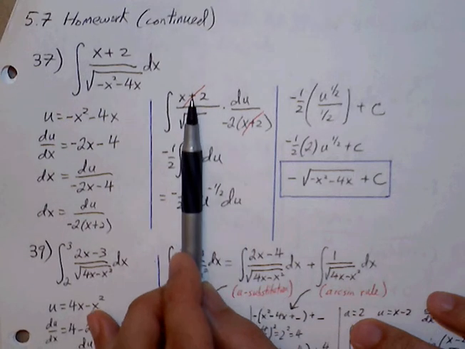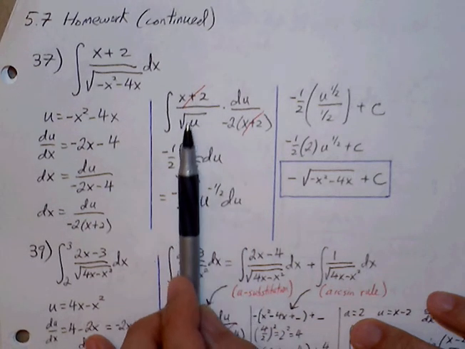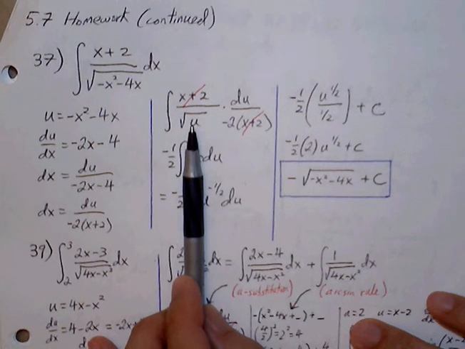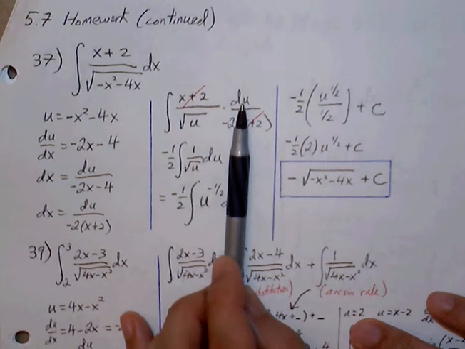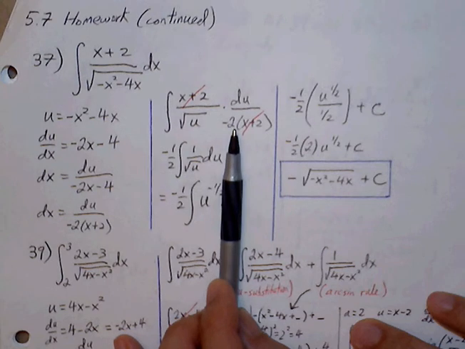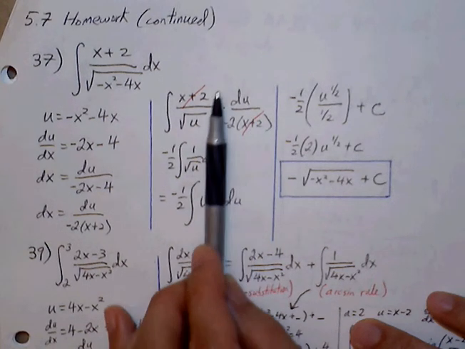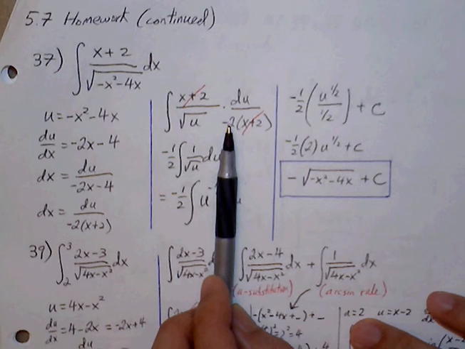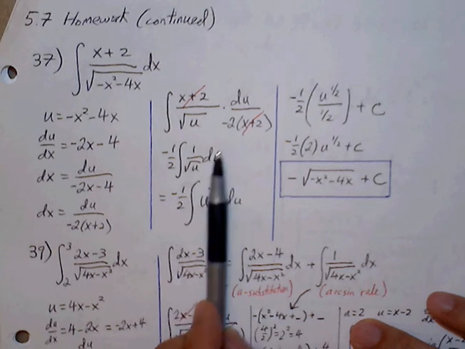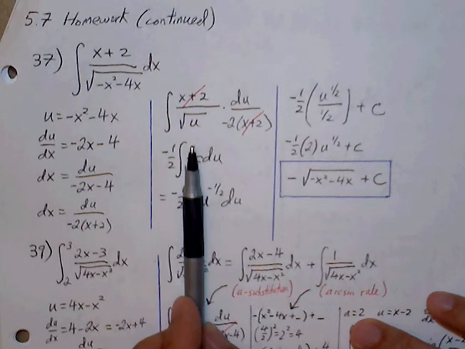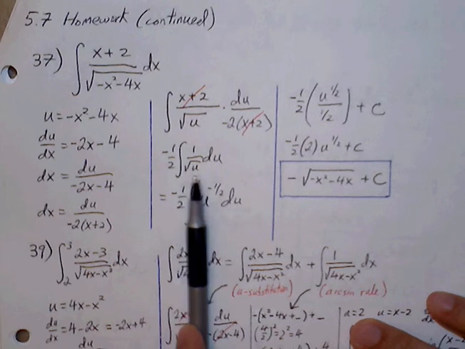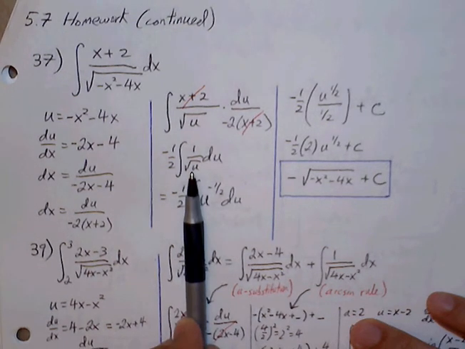The x plus 2 will stay initially. We have the u inside the square root. dx gets replaced with du over negative 2, parentheses x plus 2. The x plus 2 cancels out. We have to keep track of this coefficient, pull the negative 1/2 out, times 1 over square root of u du. This is not a natural log rule.